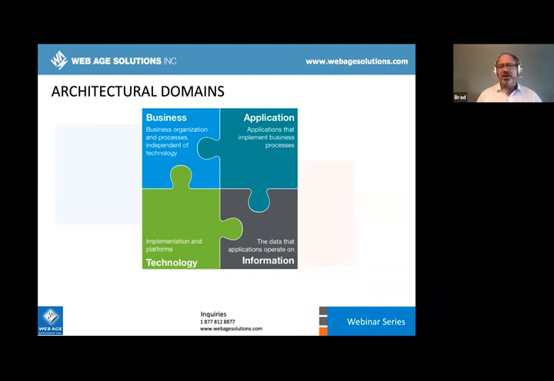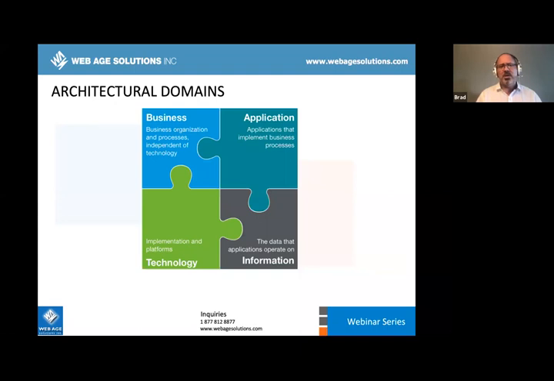The information architecture or information domain consists of the data or information about your business, about the processes, about the things that you're doing, the transactions that you're performing. And lastly, the last domain is the technology domain. It consists of all the things that support those. It's the servers and infrastructure and network or cloud, all the things that allow this to happen.